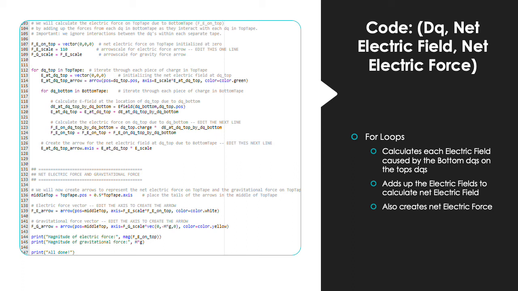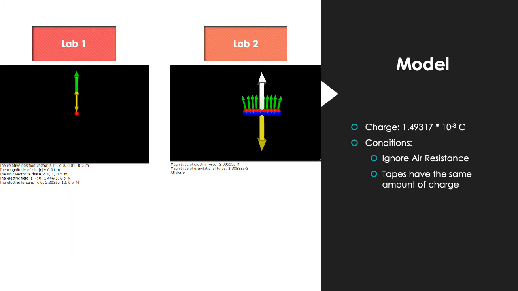So after we go through the for loops, we calculate the net electric field, and we also create the net electric force as well. And by the end of the code, we have an arrow representing the electric field and the gravitational force arrow as well. As we see here, we see two pictures, one from Lab 1, one from Lab 2. We determined the charge to be 1.49317 times 10 to the negative 8 coulombs in the conditions that we ignore the air resistance and the tapes have the same amount of charge.